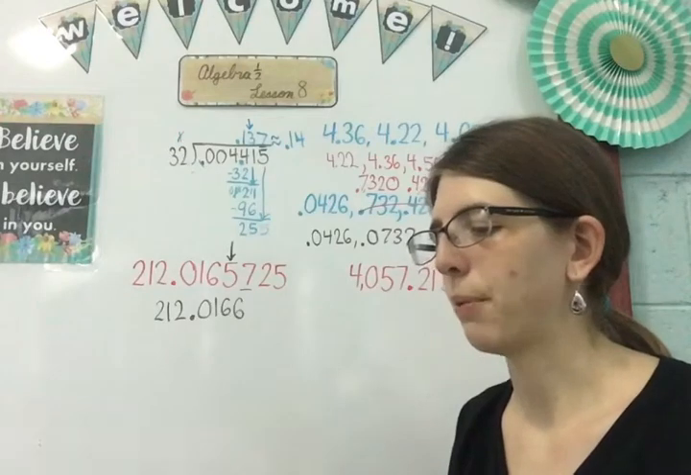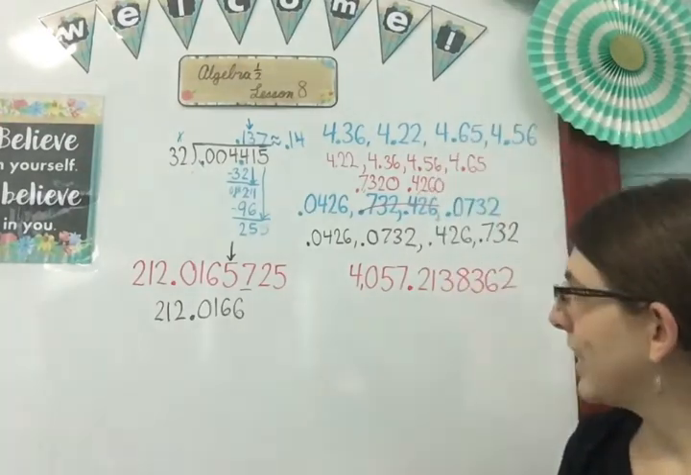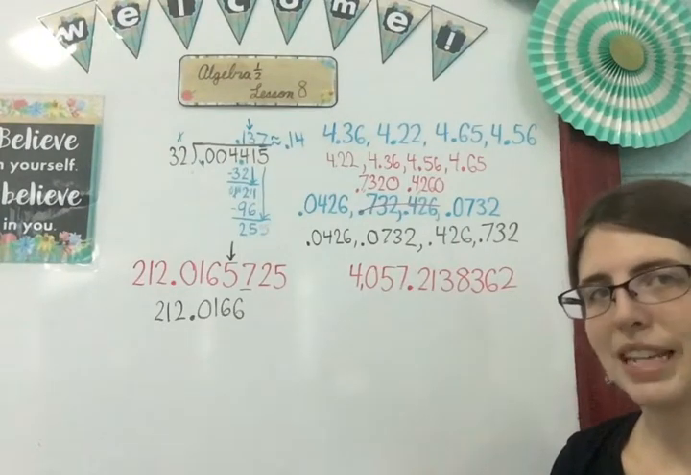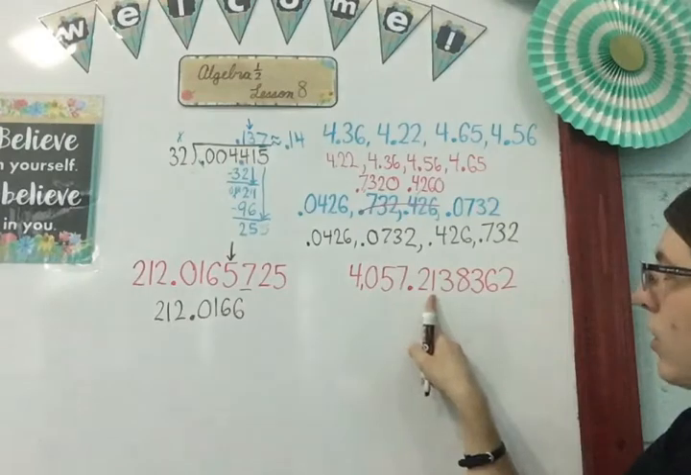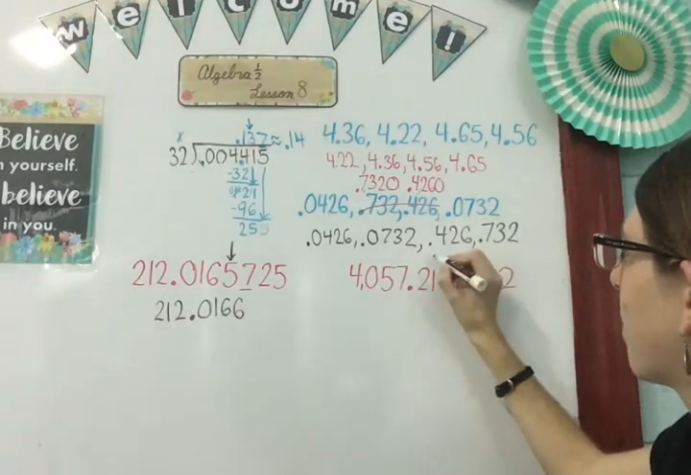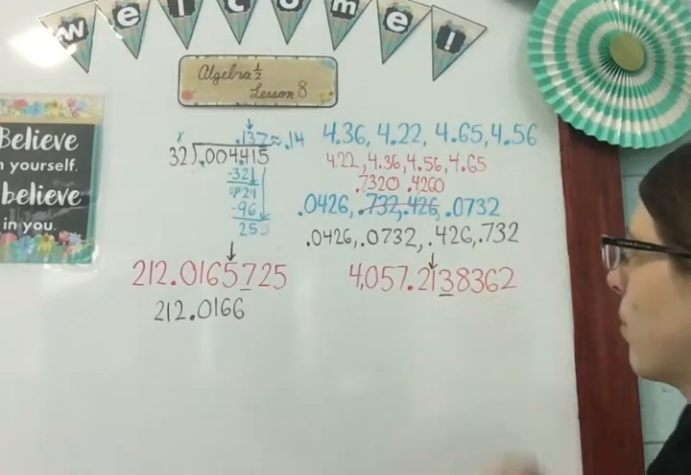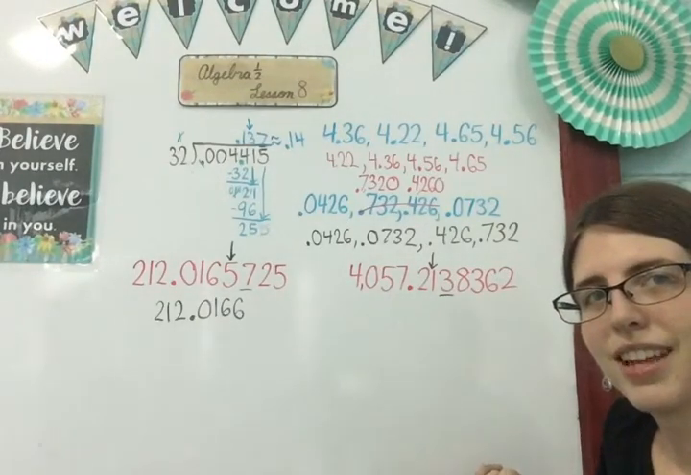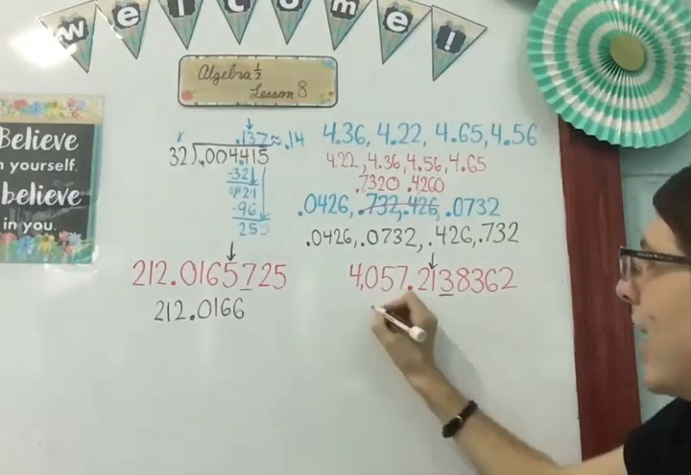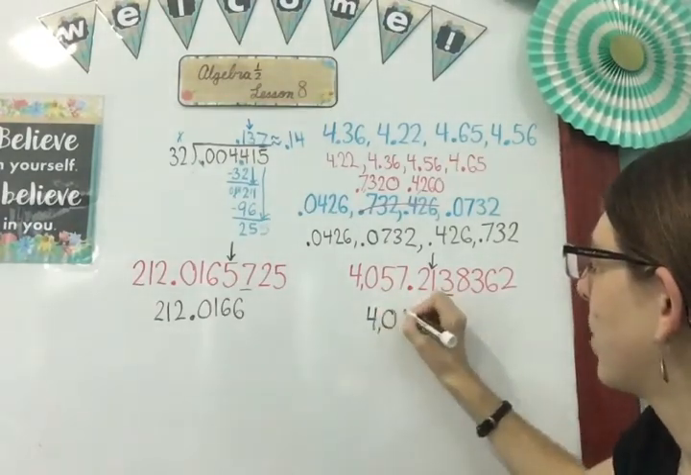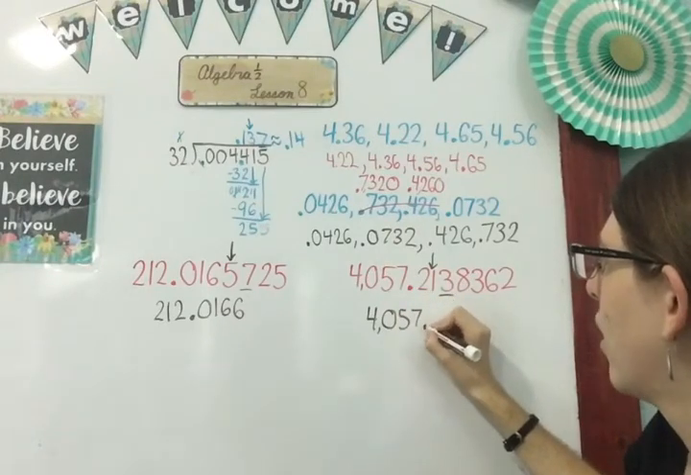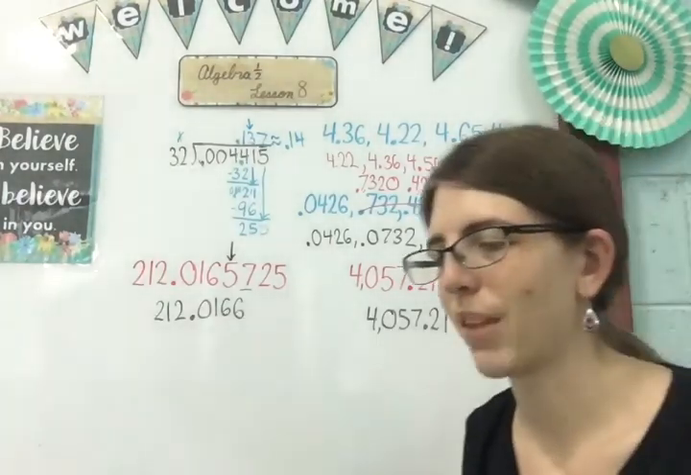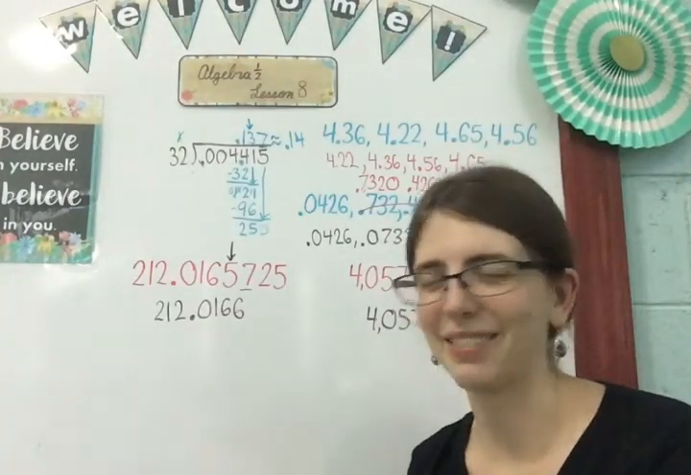Let's try the next example. Round 4,057.2138362 to 2 decimal places. So I count 1, 2 decimal places. This is the number that I will be rounding. So I look at the number right behind it. Is it 5 or greater or 4 or less? It's 4 or less, so that means my 1 stays the same. So my new number is 4,057.21, and I leave off the rest of my number. Okay, pause your video now to do your practice.